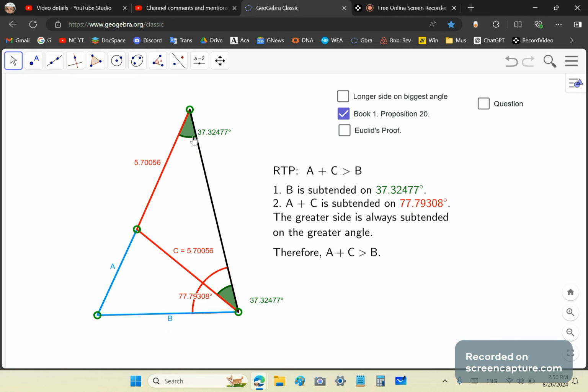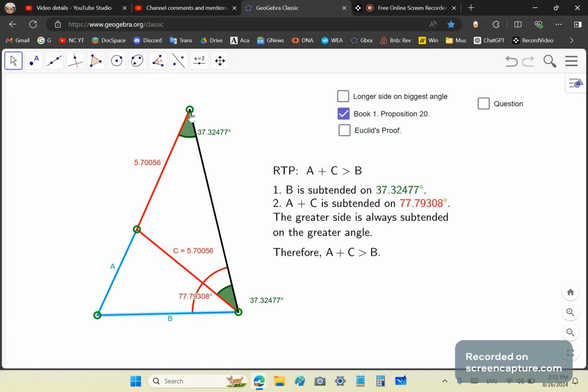We have that these two green angles are equal because it's an isosceles triangle here, okay? And we say that side B, this side here, is subtended on 37 degrees. And then A plus C, which is this A plus this side here, is subtended on this big red angle, which is 77.79 degrees. So by the fact that the greater side is always subtended on the greater angle, we have that A plus C is greater than B. Do you see how simple it is?